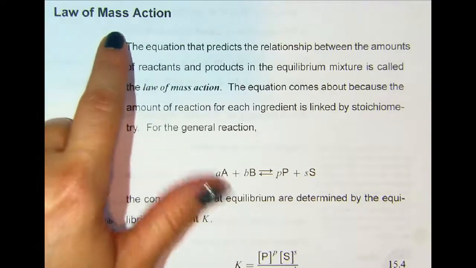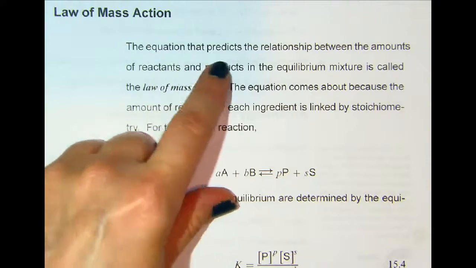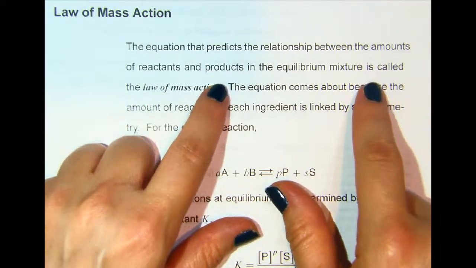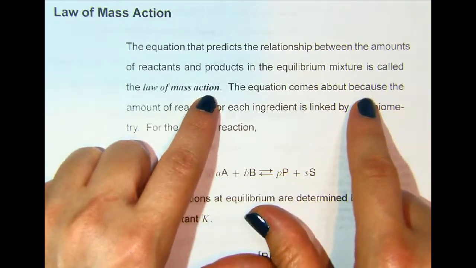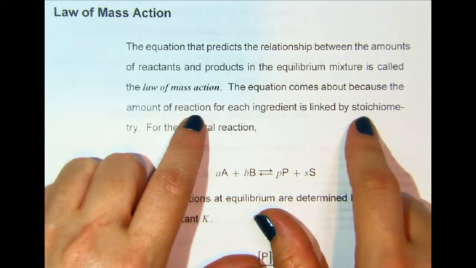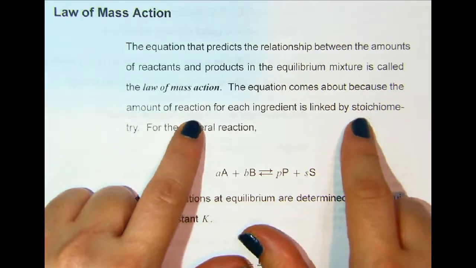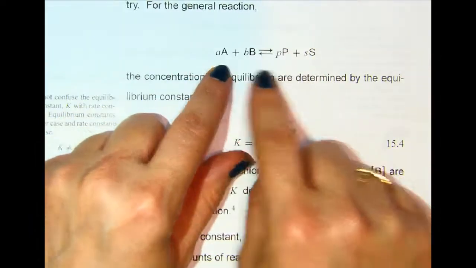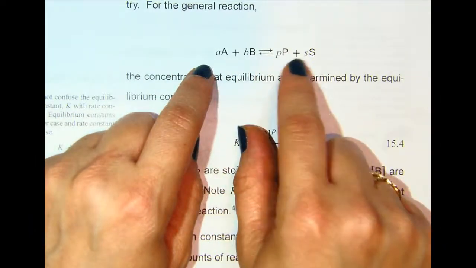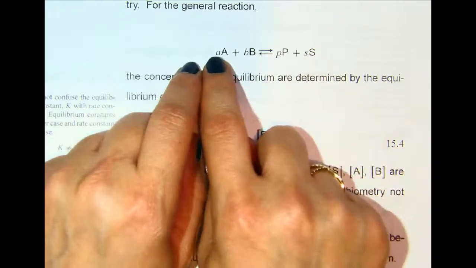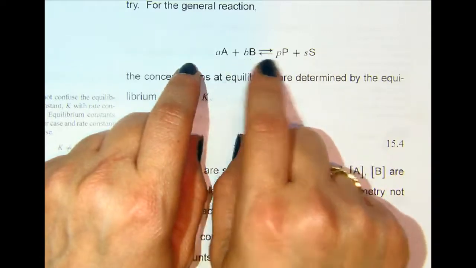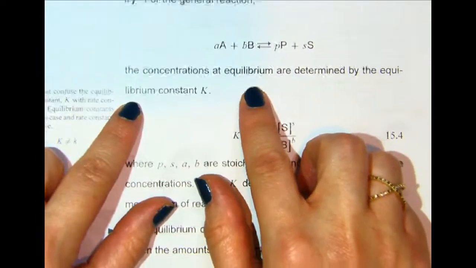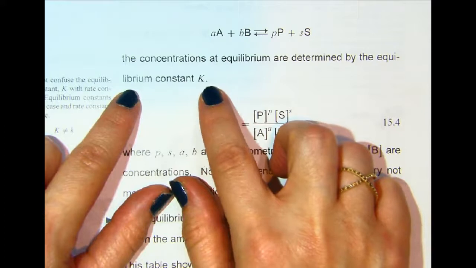The law of mass action. The equation that predicts the relationships between the amounts of reactants and products in the equilibrium mixture is called the law of mass action. The equation comes about because the amount of reaction for each ingredient is linked by the stoichiometry. So if you have this general reaction, A plus B yields P plus S, with coefficients of lowercase a, lowercase b, lowercase p, lowercase s, the concentrations at equilibrium are determined by the equilibrium constant K.